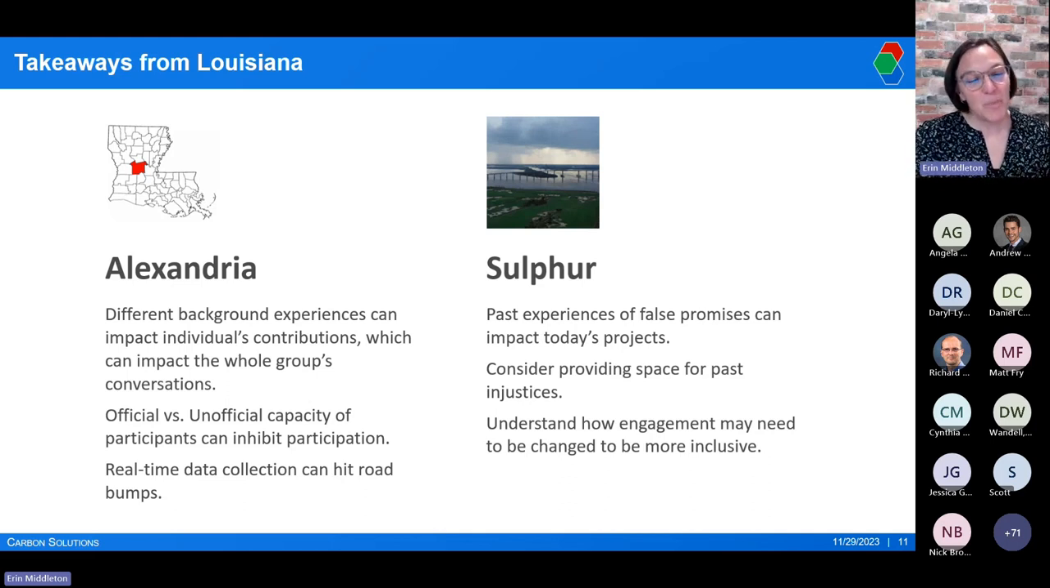So from the perspective of somebody who would be leading or facilitating, having a very quick plan B for any of the real-time data collection when you're showing things on the screen could just help make things go a little smoother.